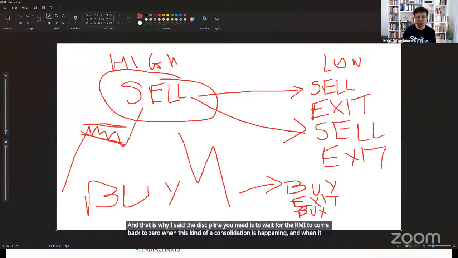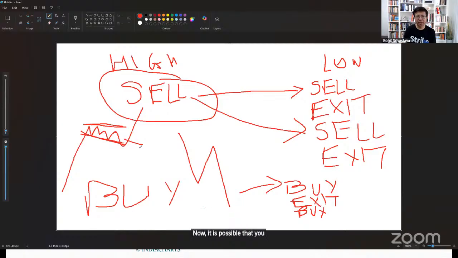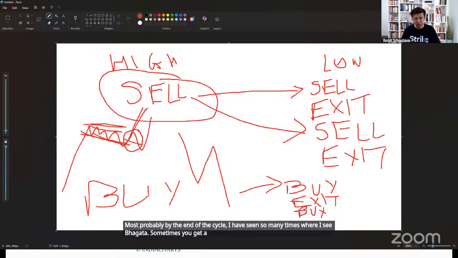And when it comes back to zero, then you know that you're at the end of consolidation and the next buy signal is to be taken. Now it's possible that you take the next buy signal and it goes off one more time like this. It's better than getting whipsawed 5 times. Is that okay? You got whipsawed once. Most probably by the end of the cycle, I have seen so many times, it just runs away. Sometimes you get a whipsaw, sometimes you don't.